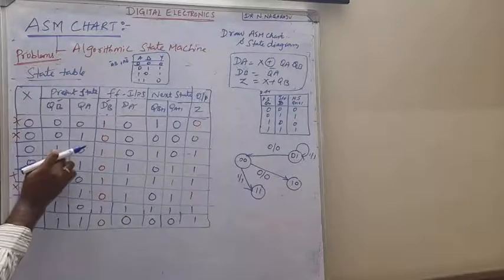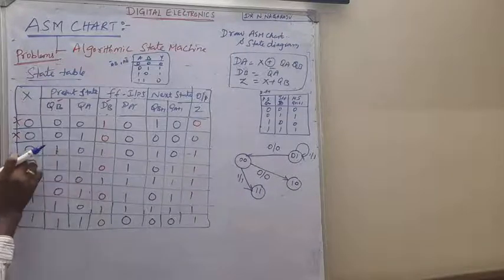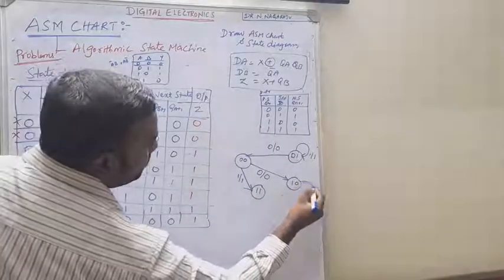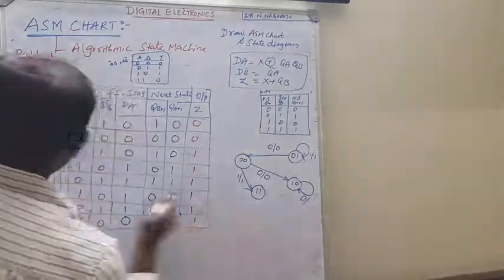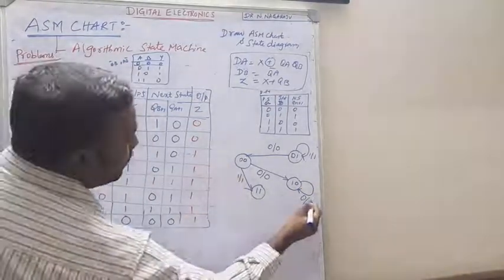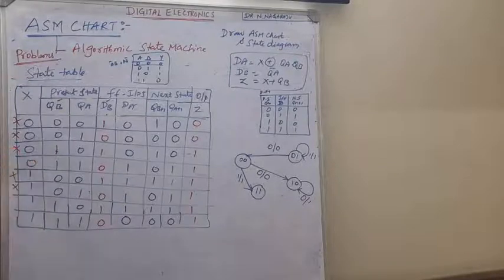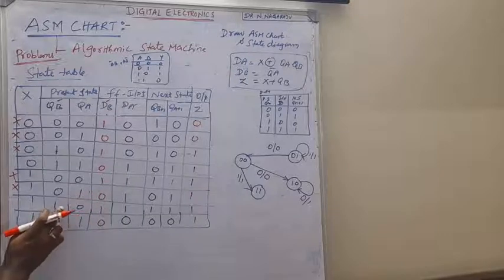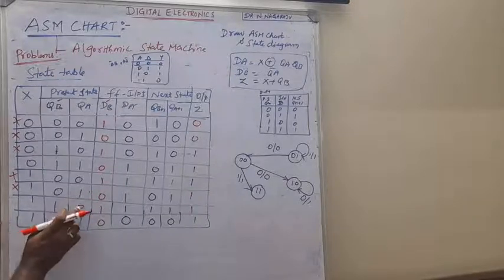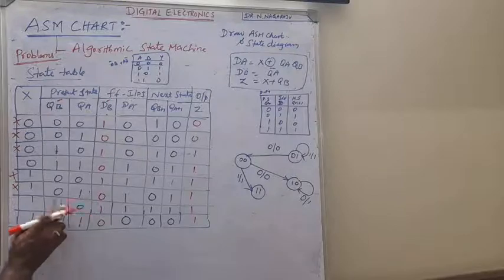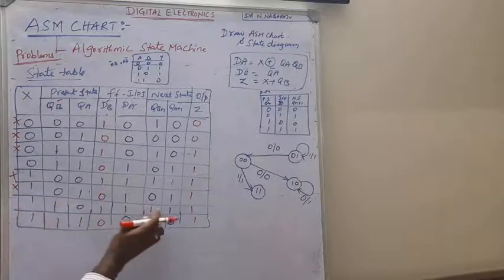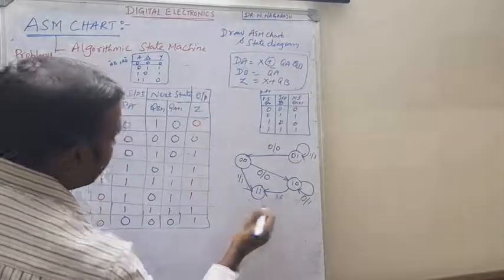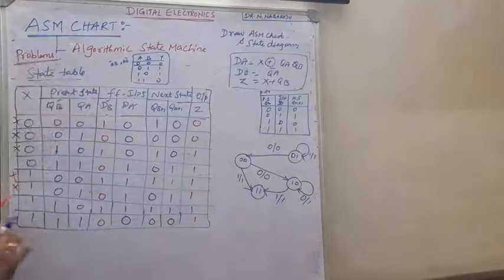Next, come to the 1 0 present state. For 1 0, if the input is 0, where will it go? That is 1 0, so it will retain in the same state. The input is 0, and what is the output? 1. So this is also over. Next, the same thing here: 1 0. If the input is 1, where will it go? 1 1. And what is the output? The output is 1, right? So this is also over.